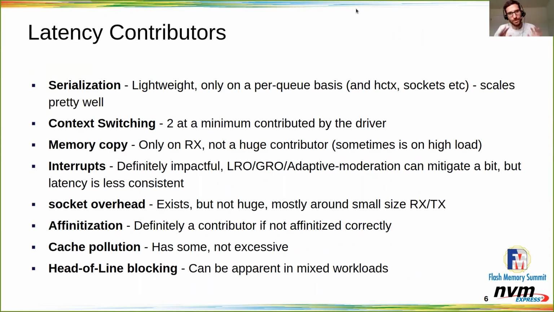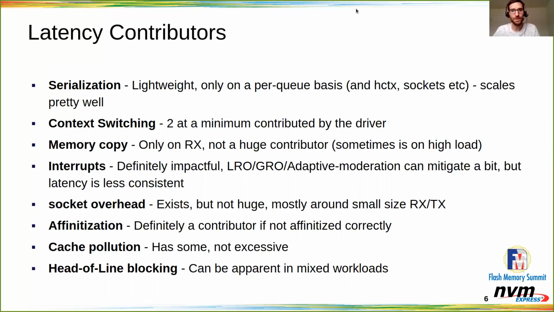If we look at the latency contributions, there are a number of those that could creep in. First is serialization, but in NVMe TCP, it's pretty lightweight. It's on a per queue basis, so it scales fairly well. Context switching: we have two at a minimum contributed by the driver itself. Memory copy: usually in TX, we are able to do zero copy as a kernel level driver. On RX, however, we do a memory copy. It's not a huge factor, but at very, very high load, it can contribute additional latency.